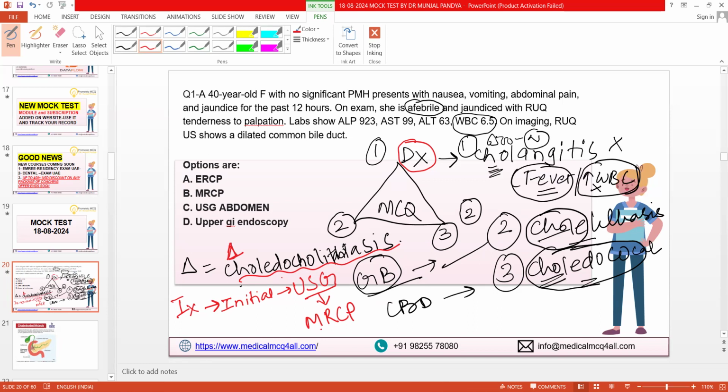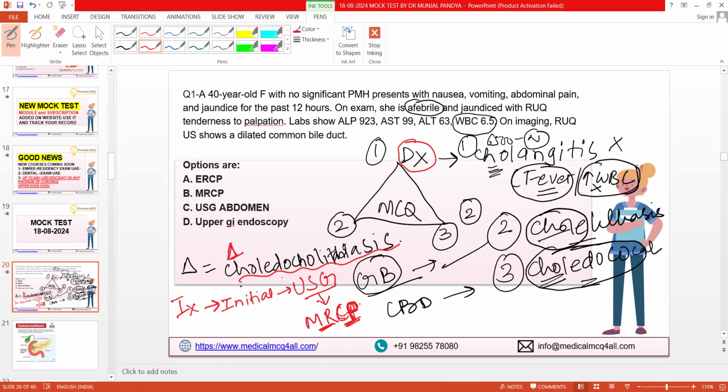You don't need to know the full form of MRCP. MR means magnetic resonance. Cholangiopancreatography. Excellent. Cholangio means common bile duct, and pancreatography means the common bile duct and pancreatic duct. Today I included lots of pictures in the session to make it clearer.